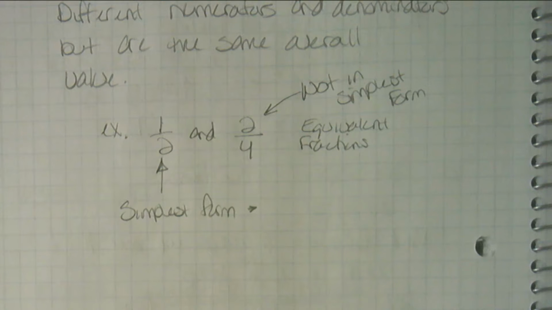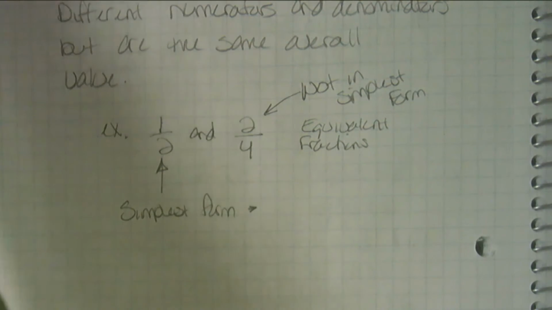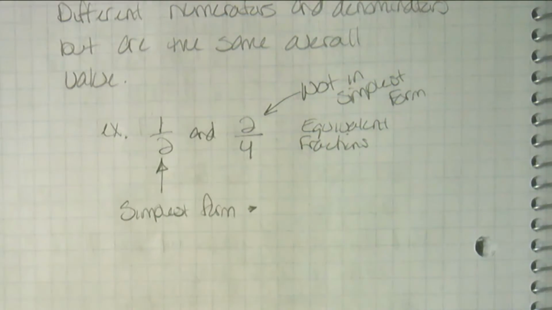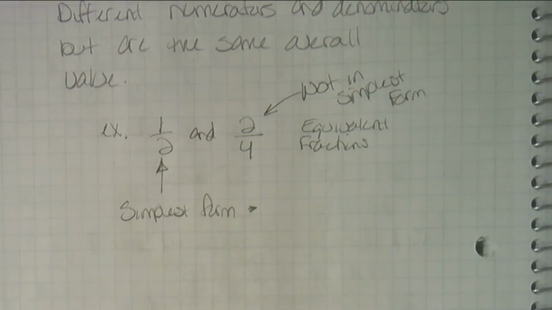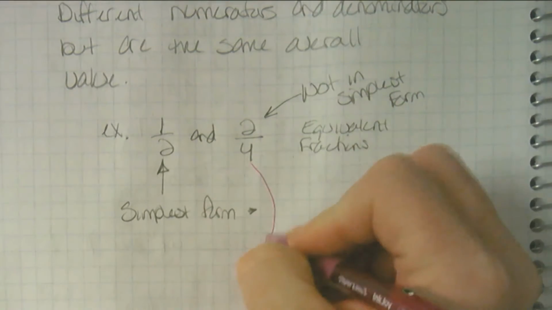It means that it can't be broken down anymore to a smaller version of itself. Okay. 2/4 can become 1/2. Why? Because you can divide the numerator and denominator by 2. Excellent. That's exactly why. All right. So this 2/4 is not in simplest form. I'm going to use this as my example.